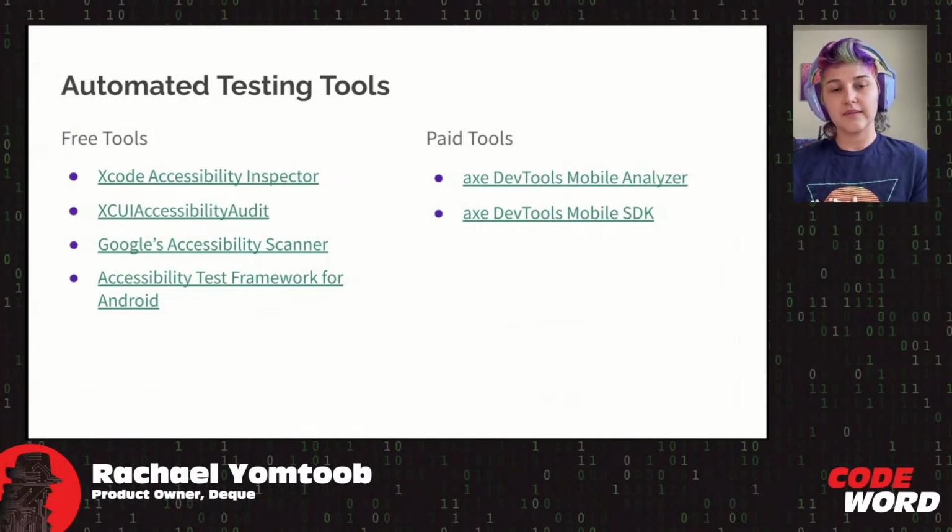And then those same rules and that same issue detection is also available for Espresso through the Accessibility Test Framework for Android. These tools are built by the platform owners themselves. So it is guidance from Apple and Google on finding accessibility issues.